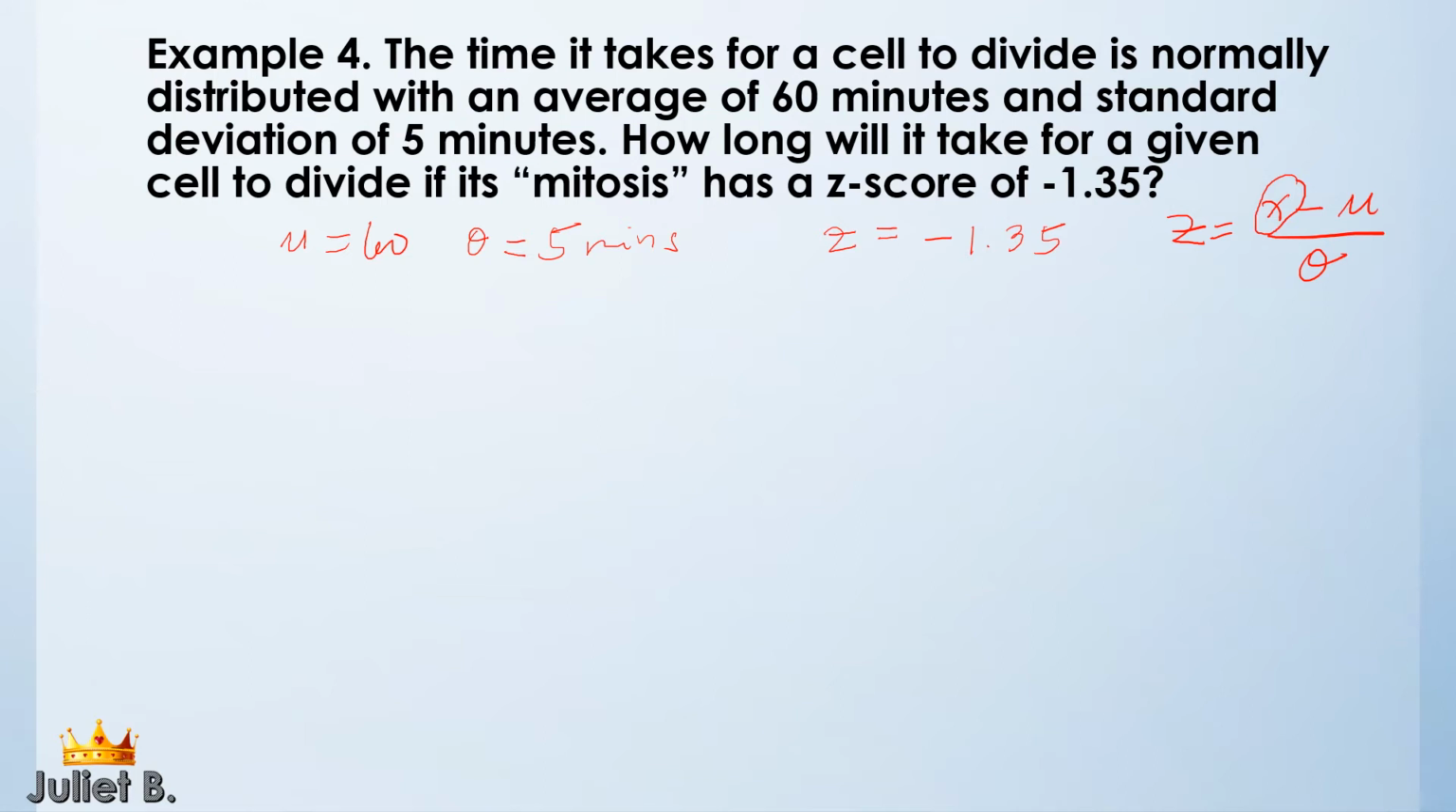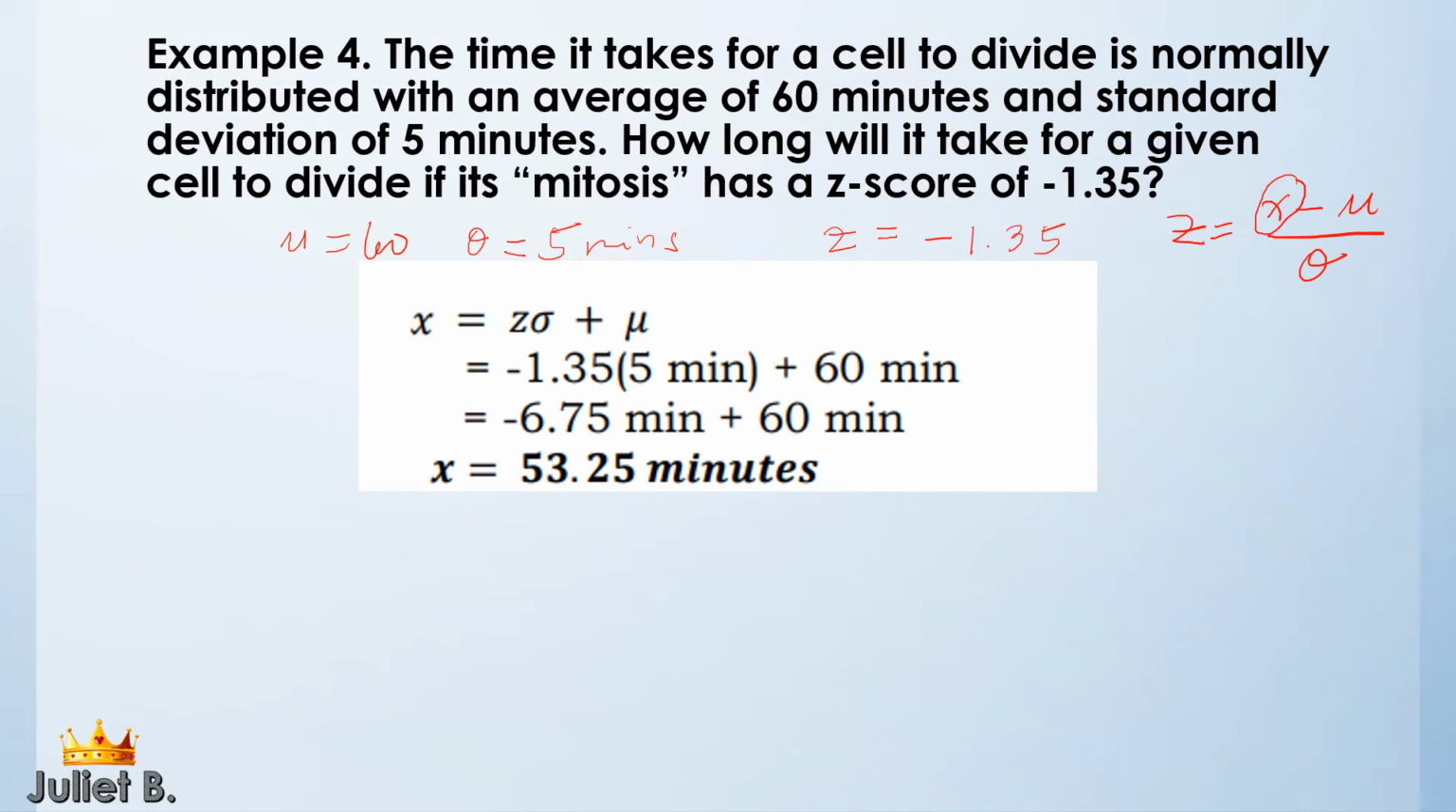For us to find the value of x, again we will be using the formula x is equal to z times standard deviation plus mean. Substituting all the given to the formula, negative 1.35 times 5 minutes plus 60 minutes. Negative 1.35 times 5 minutes is negative 6.75 minutes plus 60 minutes. X is equal to 53.25 minutes.